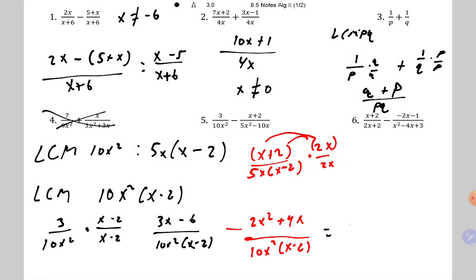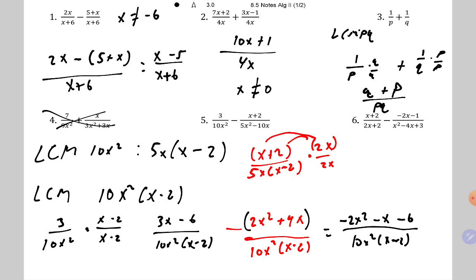So this becomes negative 2x squared, because remember this negative is applied to both of these. A 3x minus 4x is negative x. And then we're going to subtract 6. And then on the bottom, 10x squared, x minus 2.